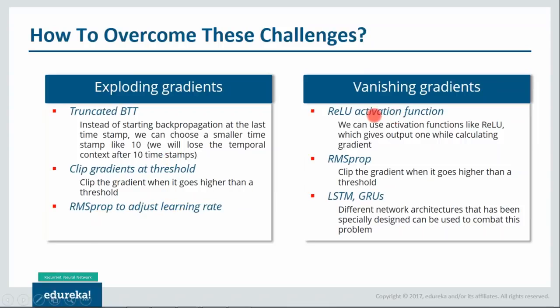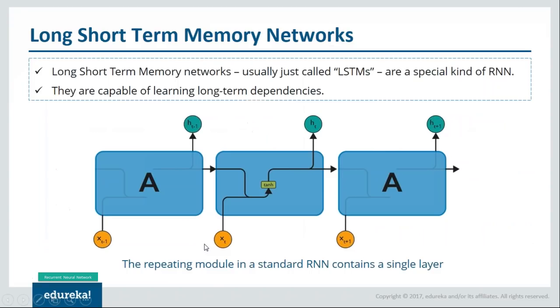Now for vanishing gradient, we can use a ReLU activation function. We have discussed ReLU activation function in the artificial neural network tutorial, guys. Similarly, we can also use LSTM and GRUs. In this tutorial, we'll be discussing LSTMs, that is, long short-term memory units. Now let us understand what exactly are LSTMs. So guys, we saw the two limitations of recurrent neural networks. Now we'll understand how we can solve them with the help of LSTMs.